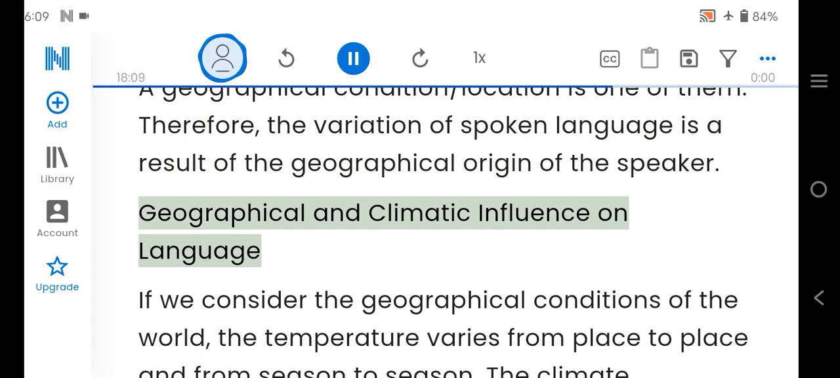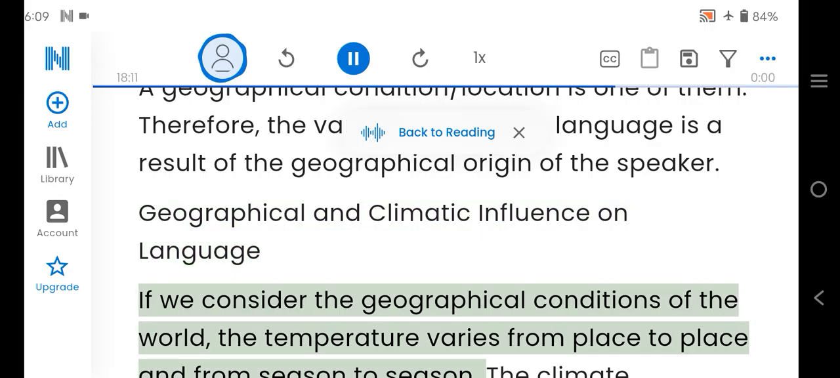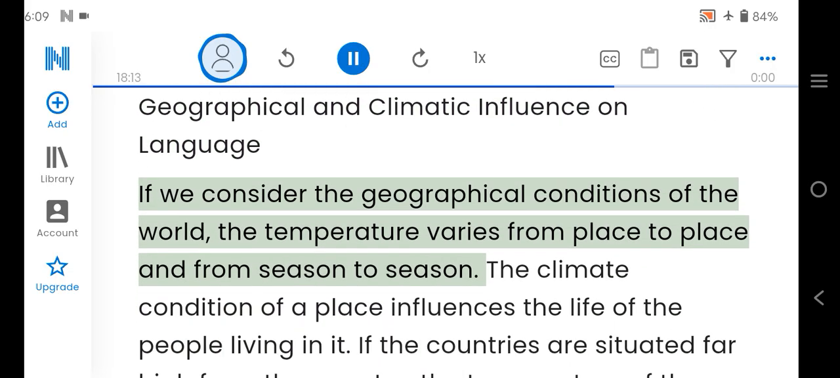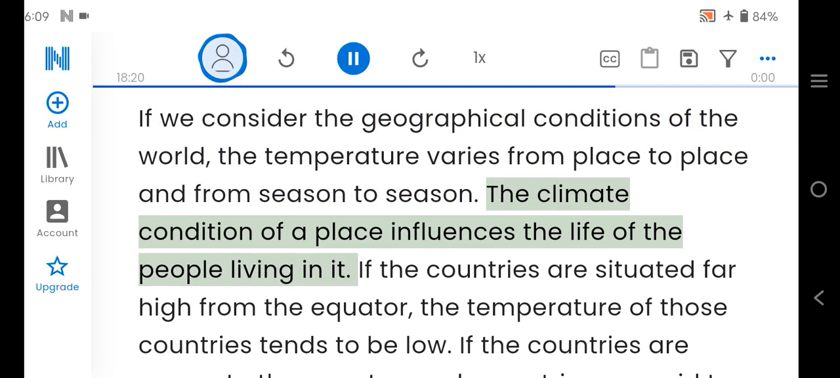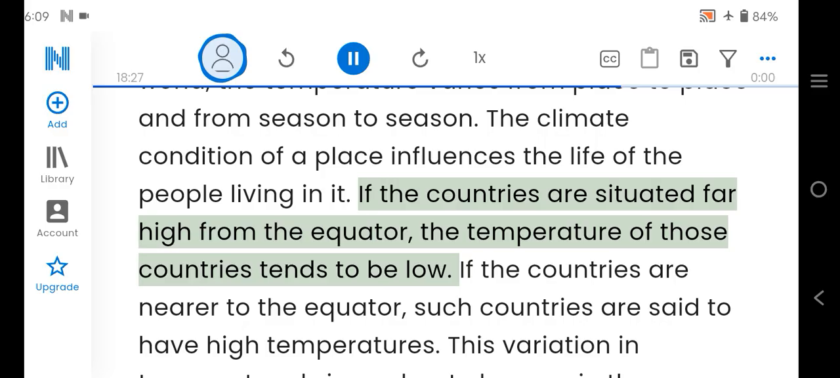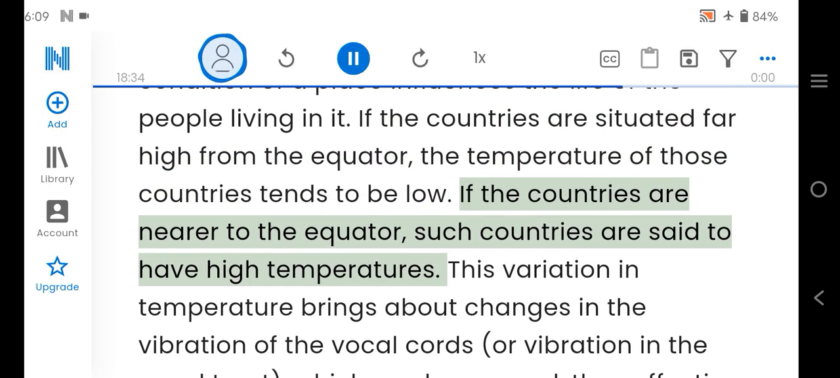Geographical and climatic influence on language. If we consider the geographical conditions of the world, the temperature varies from place to place and from season to season. The climate condition of a place influences the life of the people living in it. If the countries are situated far from the equator, the temperature of those countries tends to be low. If the countries are nearer to the equator, such countries are said to have high temperatures.